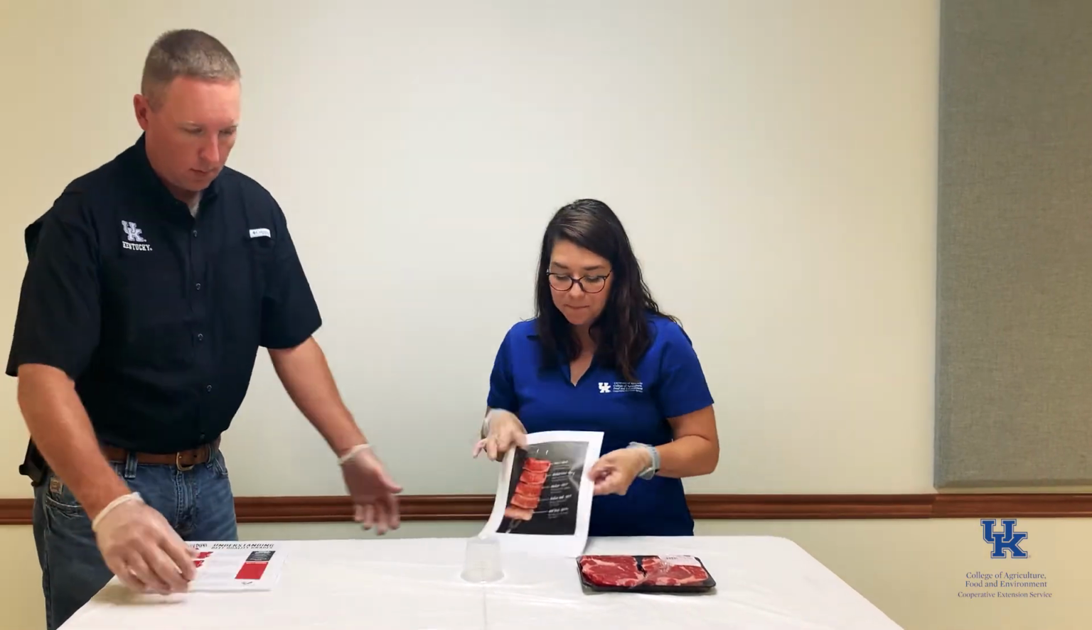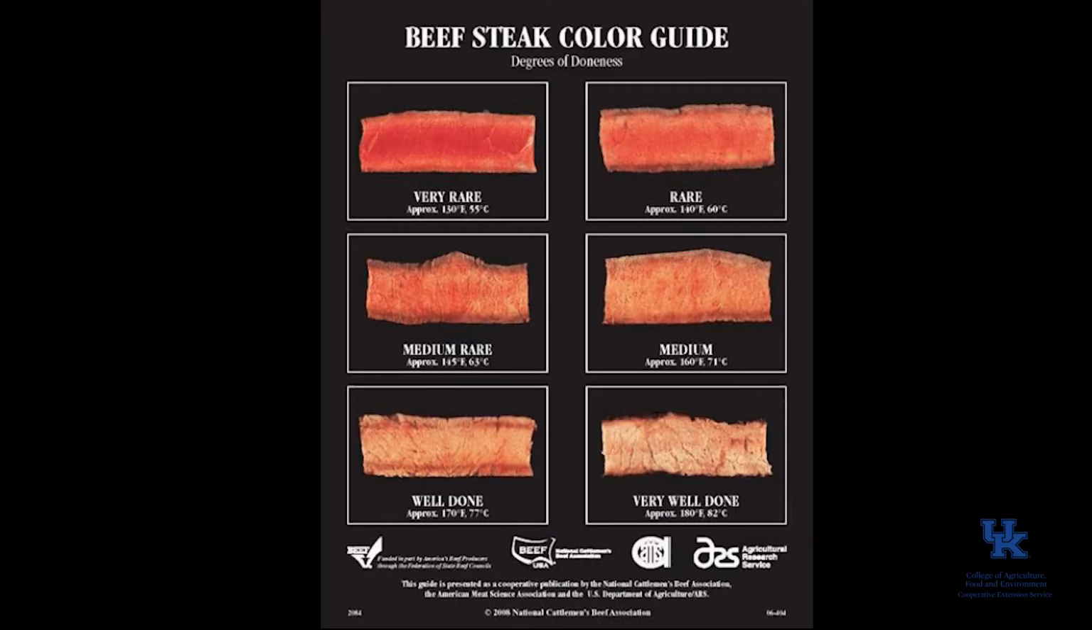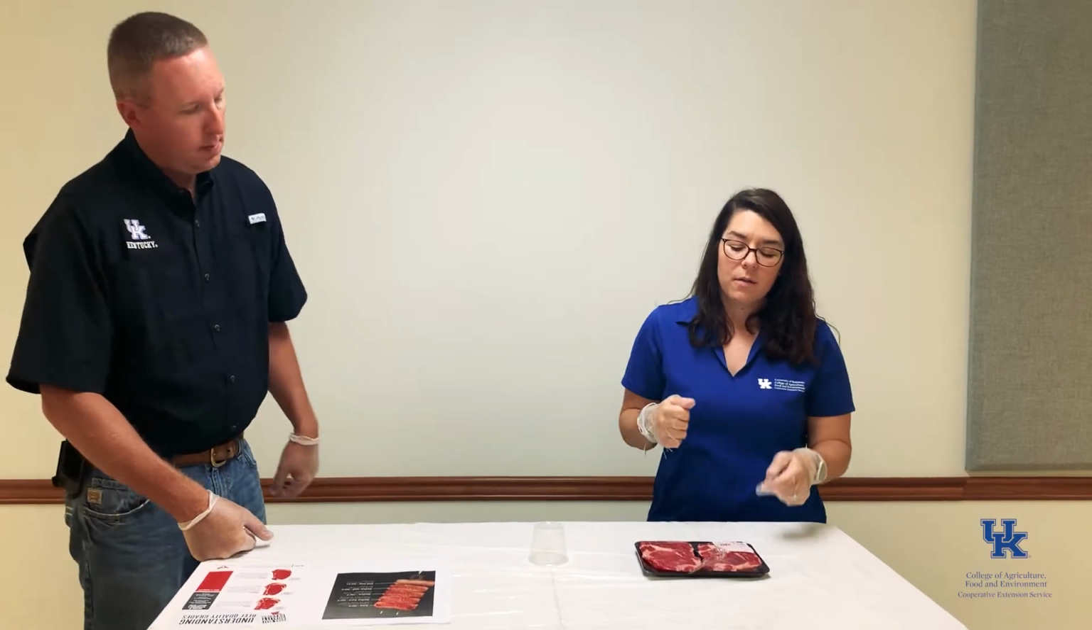As you can see here, we have rare, which is 120 degrees. Medium rare is 145. Medium is 160, medium well is 165, and well done is 170. And you can see the differences in that. All of those are safe to eat, okay? That's the main thing to understand in a steak. But our ground beef products, we want to make sure that we're at that 160 degrees, and that means just brown all the way through, like I said.